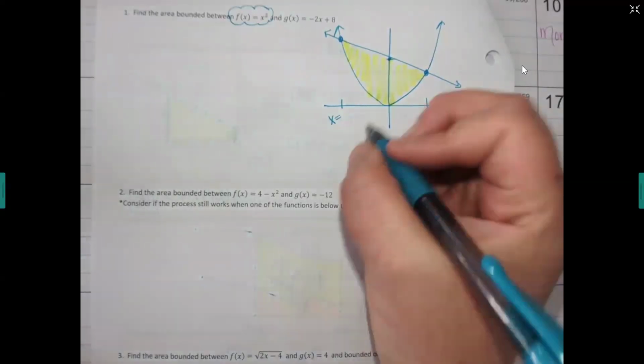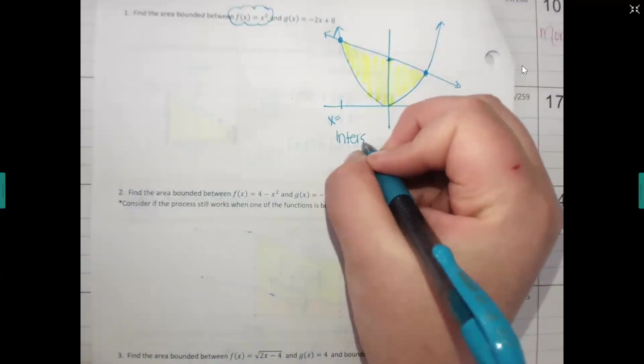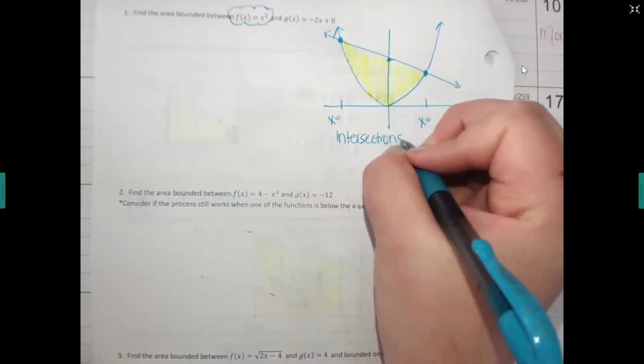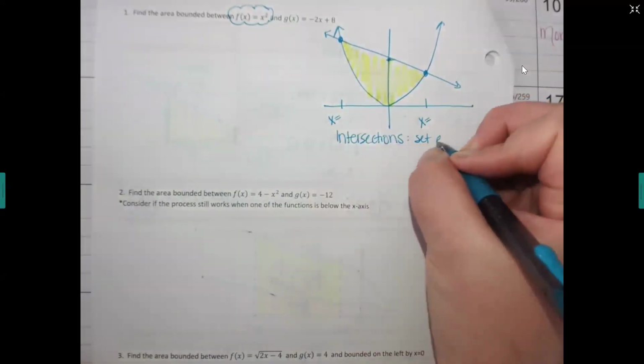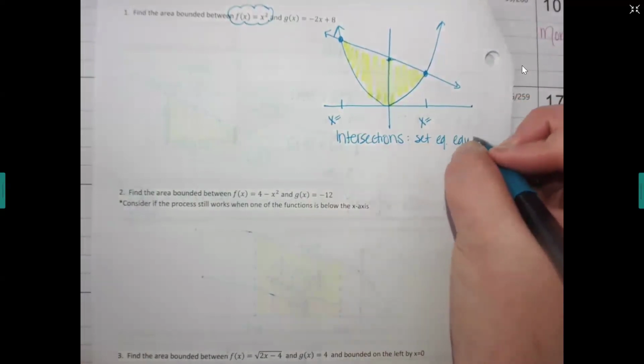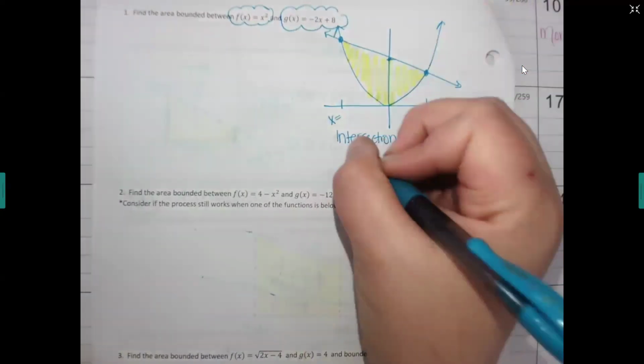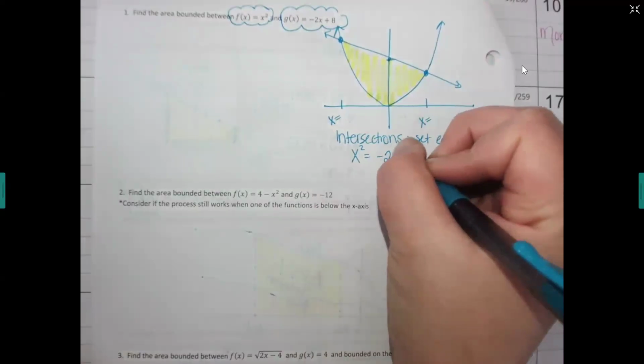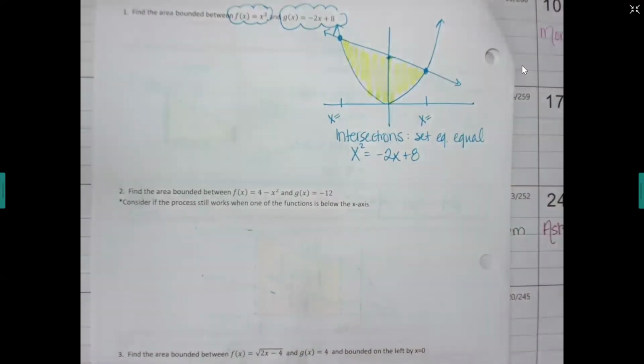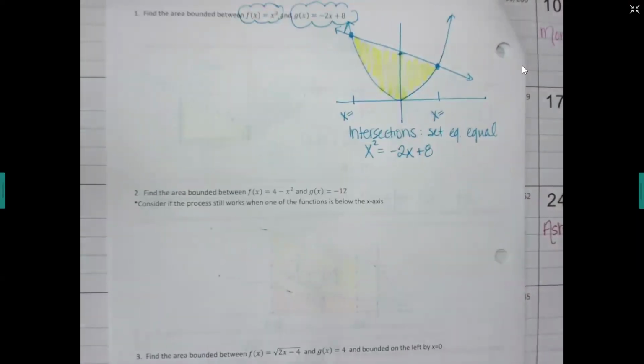To find where graphs cross each other, you just set their equations equal. So I'm going to put here intersections, set equations equal. In this case, I'm setting the x squared equal to the negative 2x plus 8. Now, because I have an x squared and an x, I've got to get everything onto the same side and then factor. So I'm going to bring my 2x and my 8 over to the left-hand side.